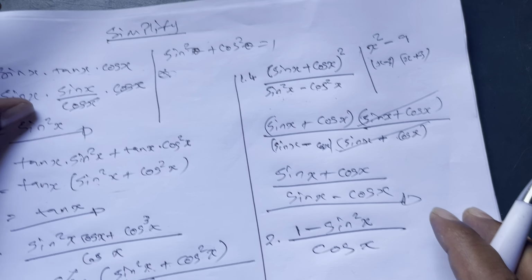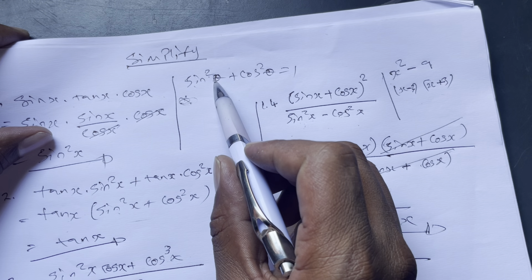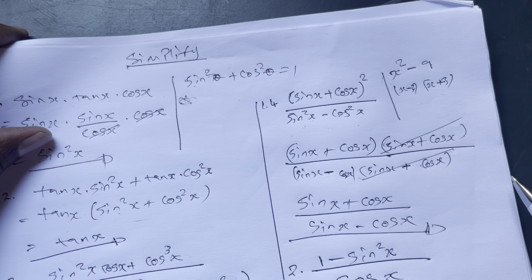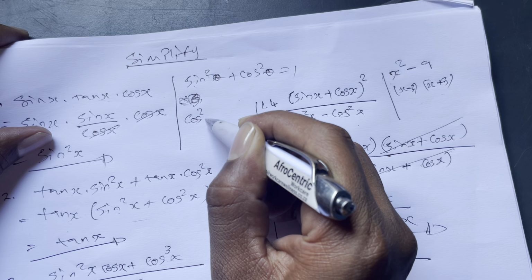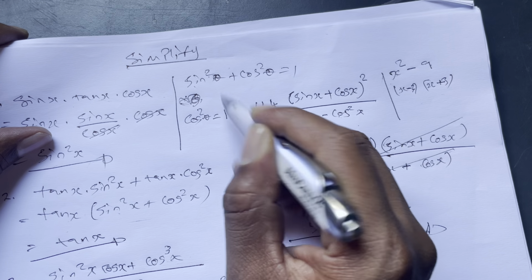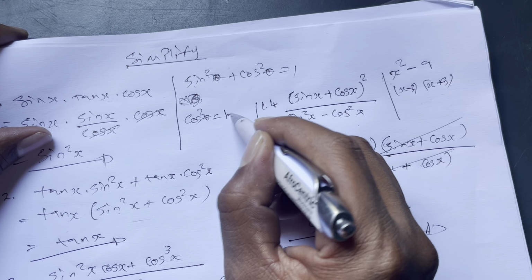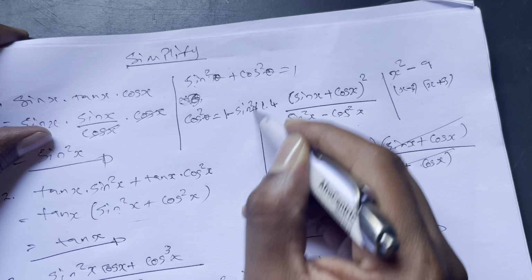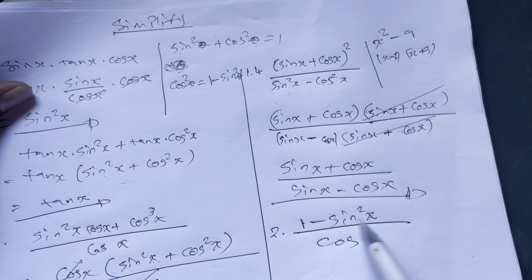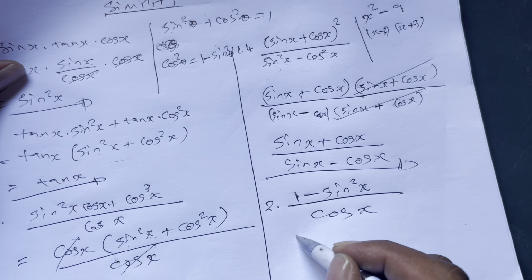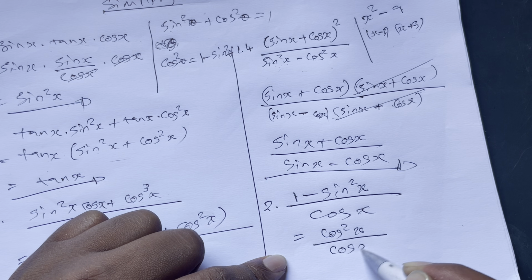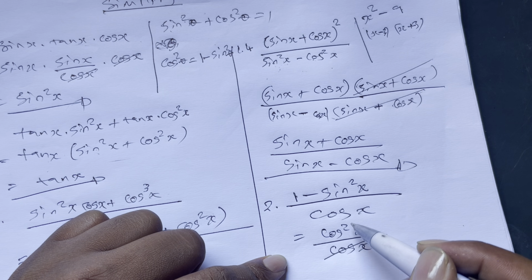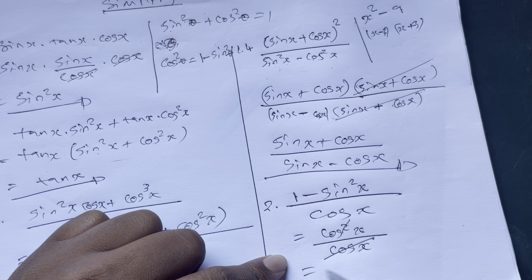So now let's go back to this. Sine squared theta plus cos squared theta equals 1. Therefore cos squared theta could be written as 1, take this sine squared theta, transpose it, minus sine squared theta, right? So that means we can write this as cos squared x all over cos x. So this cos x will go with only one cos x there, then the answer is cos x.